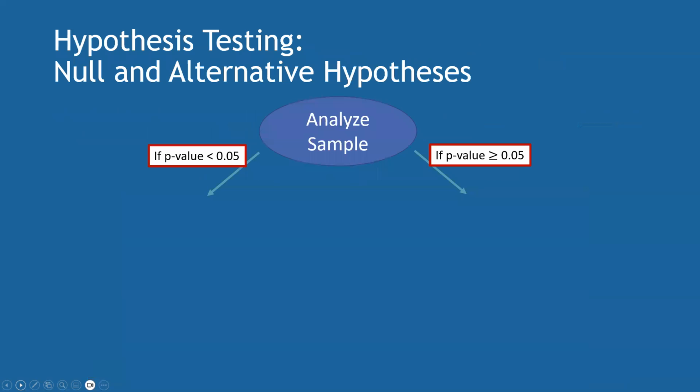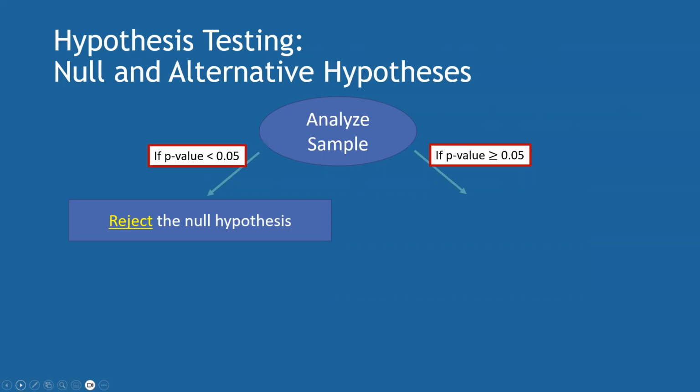Okay, so this is how this is going to go. We're going to analyze our sample, and we're going to use R to give us a p-value. And with that p-value, we're going to look to see whether it is less than 0.05 or greater than or equal to 0.05. Now, the 0.05 is coming from our alpha level. Remember, for this class, we said that we were always going to use a significance level of 0.05 or 5%. That's the probability that we're willing to make an error, a type 1 error.